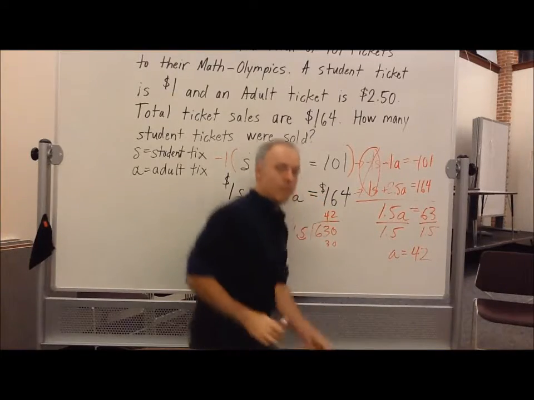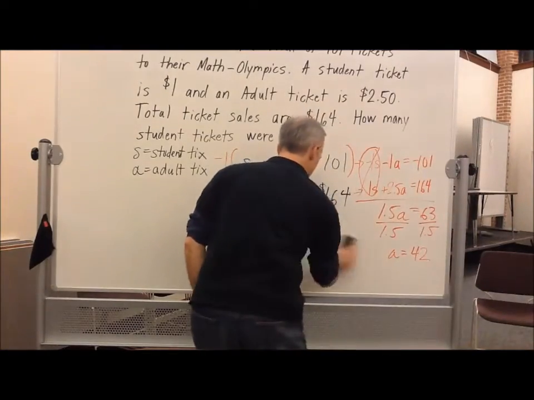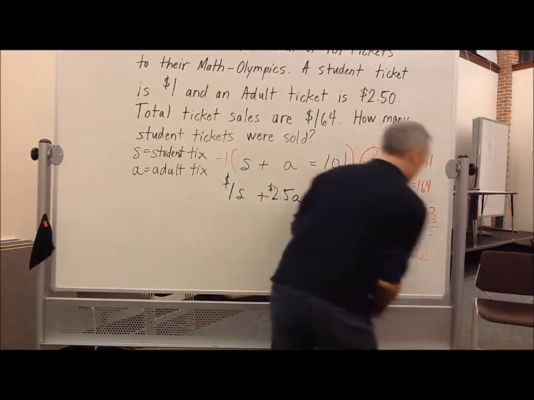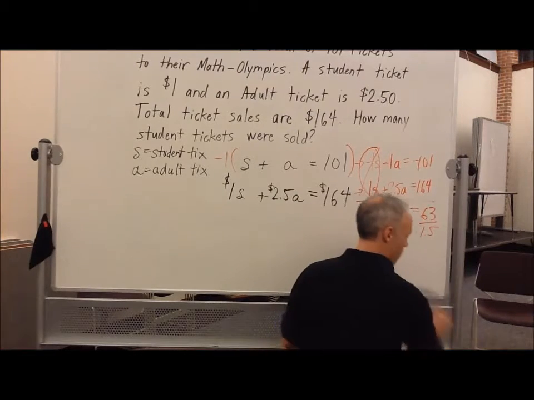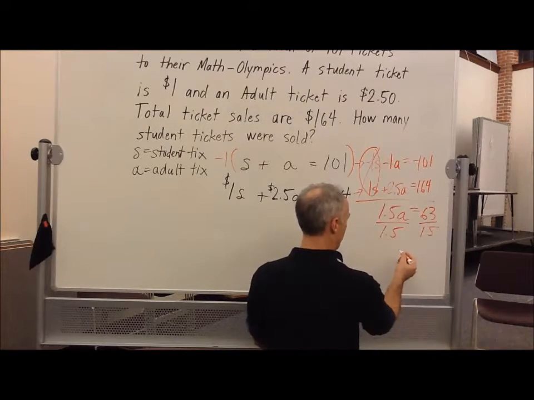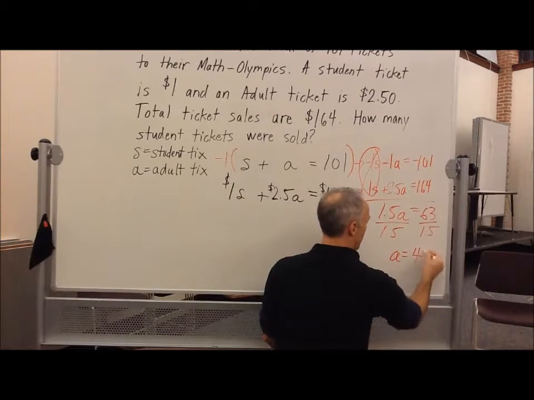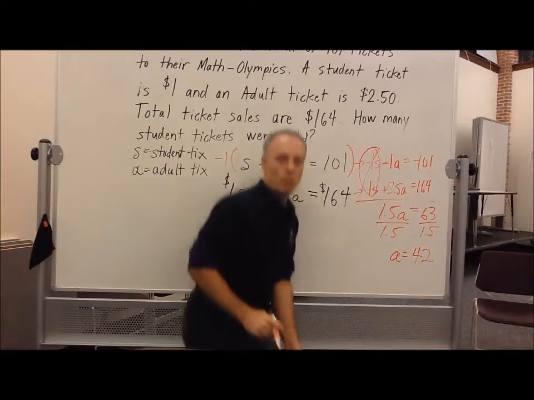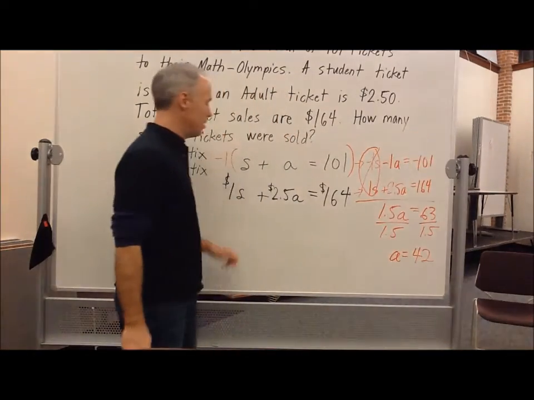So we believe we sold 63 divided by 1.5, which is equal to 42. So we think we've sold 42 adult tickets. How many student tickets have we sold?